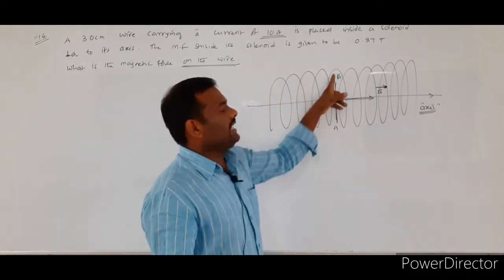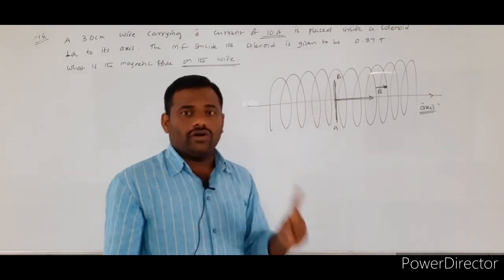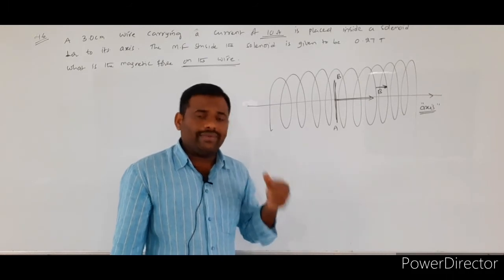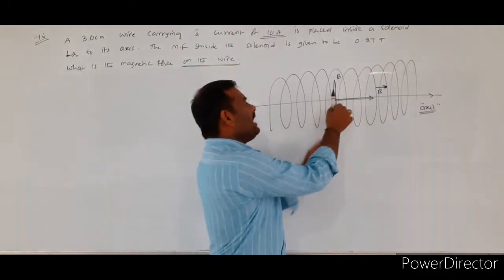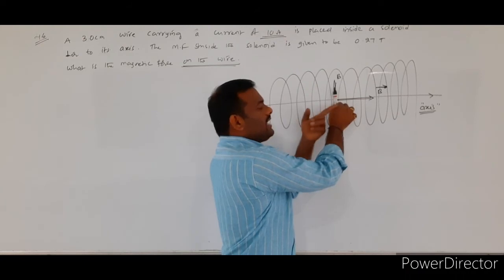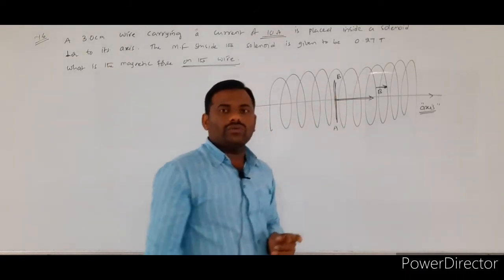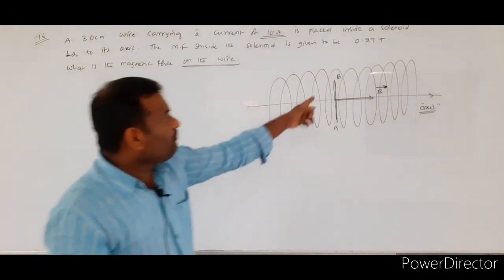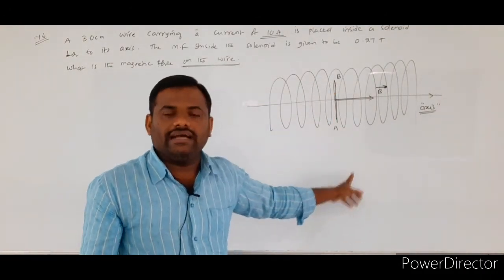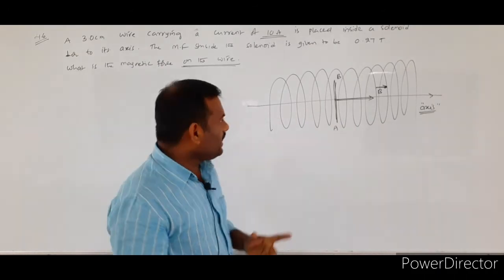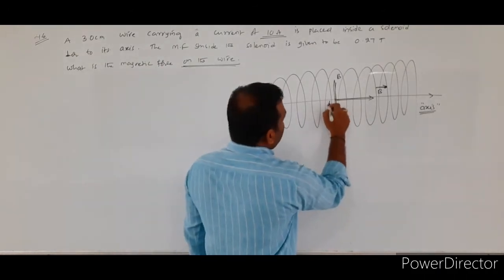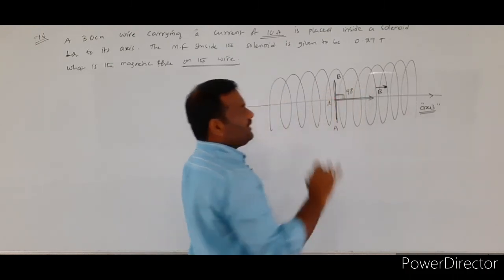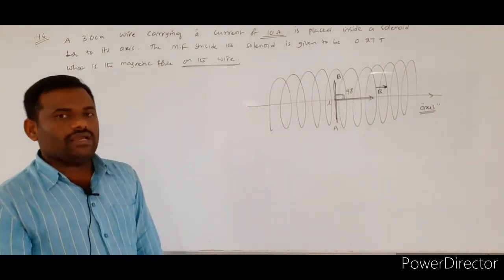A given current carrying conductor inside the solenoid, how can we arrange it? The current carrying conductor will be arranged perpendicular to the direction of the magnetic field. Then they are asking to find the force acting on the conducting wire. Whenever these two are perpendicular to each other, the angle between these two is equal to how much? 90 degrees.